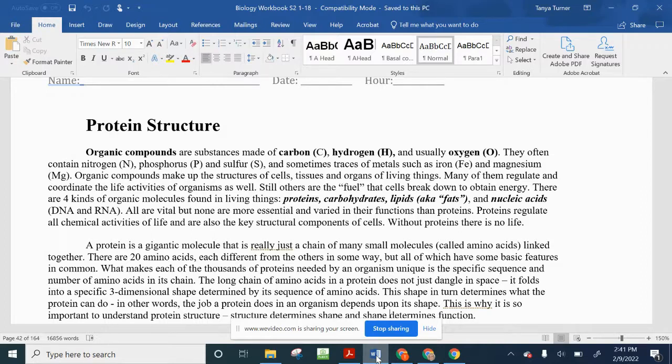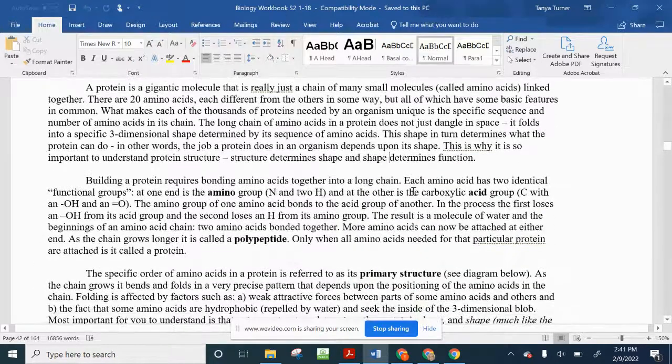Proteins regulate all chemical activities of life and are also the key structural components of cells. Without proteins, there is no life. A protein is a gigantic molecule that is really just a chain of many small molecules, called amino acids, linked together. There are 20 amino acids, each different from the others in some way, but all of which have some basic features in common. What makes each of the thousands of proteins needed by an organism unique is the specific sequence and number of amino acids in its chain.